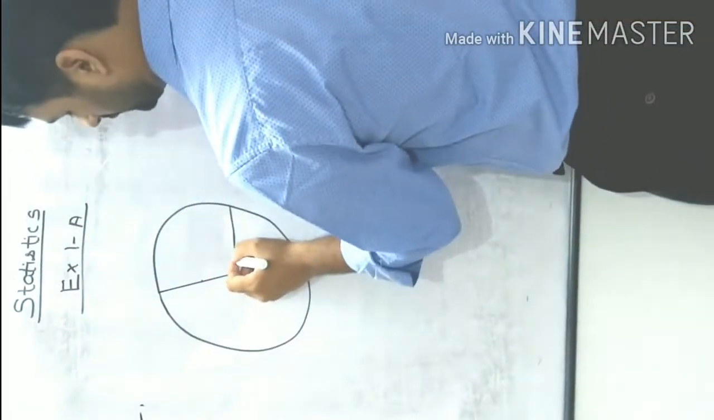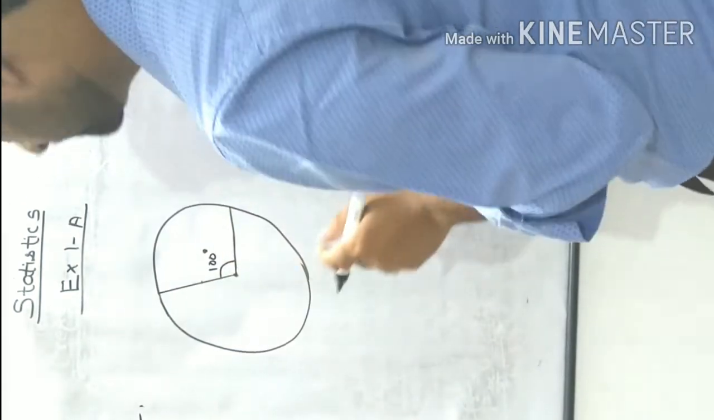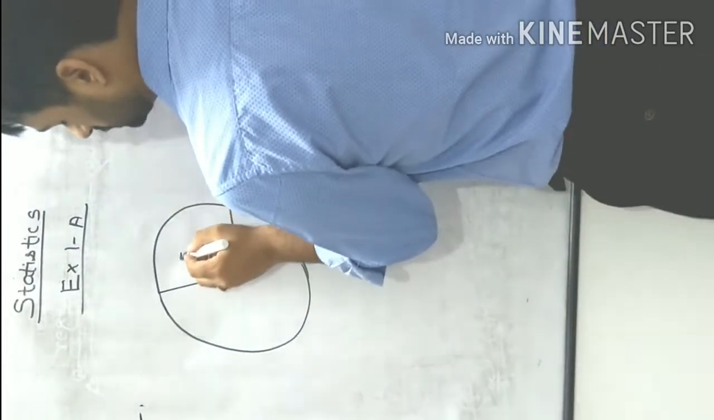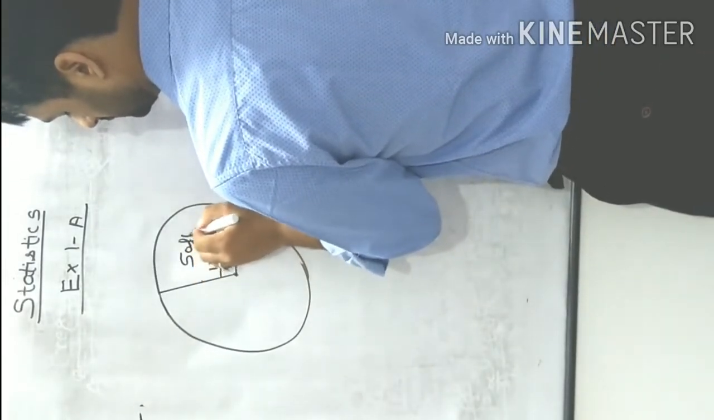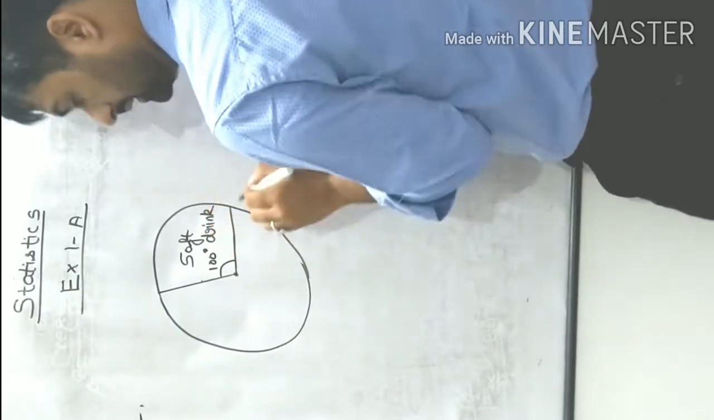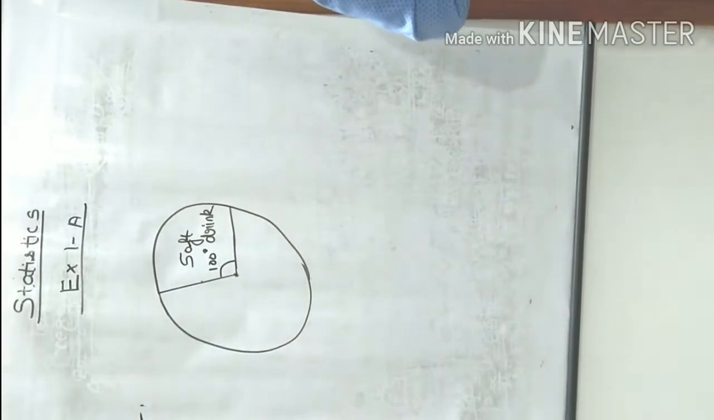So this is 100 degree. So we'll write the angle first, and then 100 degree represents what? We'll write here soft drink. Now next is what? Chocolate. It is 120 degree. So how will we do it?